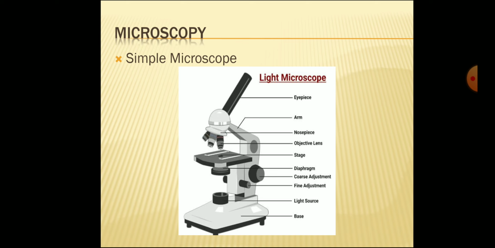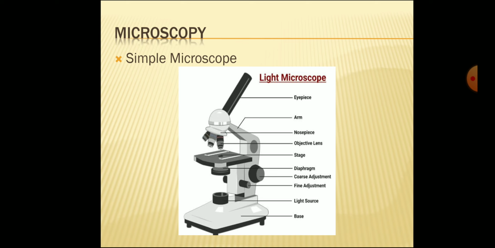The simple microscope is a scientific instrument that makes things that are too small into big so that they can be examined correctly. A simple microscope is a microscope that uses only one lens for magnification. It is the original design of the light microscope.